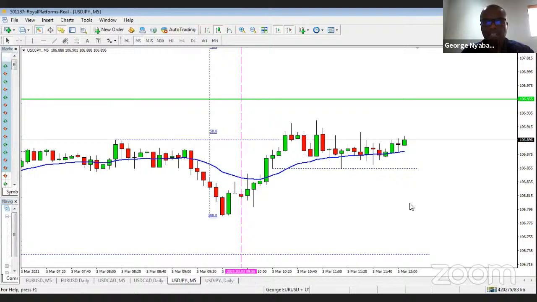Then the other currency pair that I'm looking at on the 5-minute time frame is the USD yen.